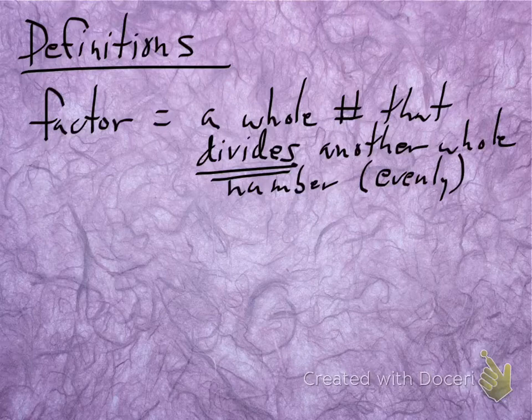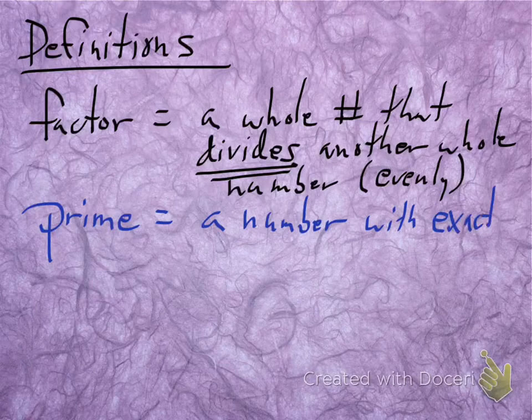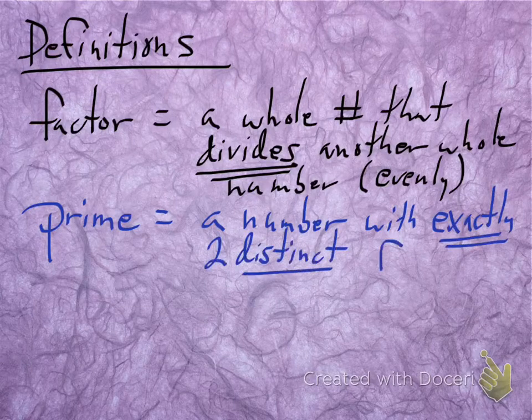Now, based on how many factors numbers have, we classify them as either prime or composite. So a prime number is going to be a number that has exactly two distinct factors, no more and no less. So the only numbers that are going to divide the number are 1 and the number itself. Nothing else can divide it, okay? And they have to be two distinct factors. And distinct means that the two numbers that divide it are different numbers.